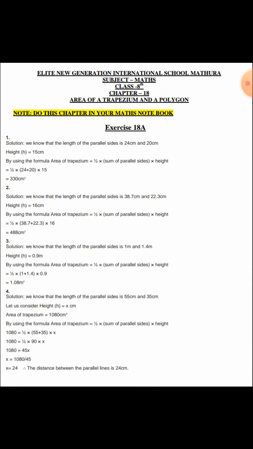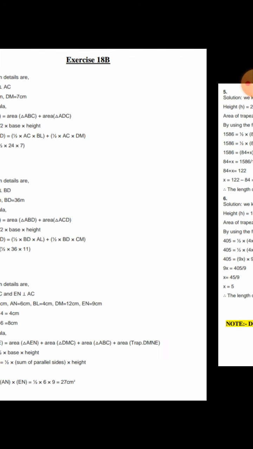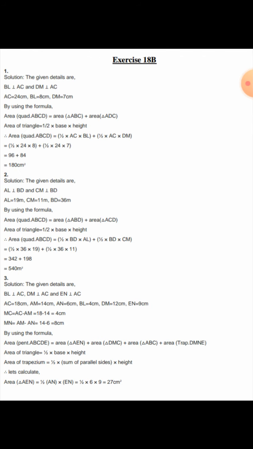In the same way we can do the remaining questions also. Question number 5 and 6 are also the same, so you can try these questions. Now after this, see exercise 18b. In exercise 18b we will find the area of polygon. In polygon we will have different figures.